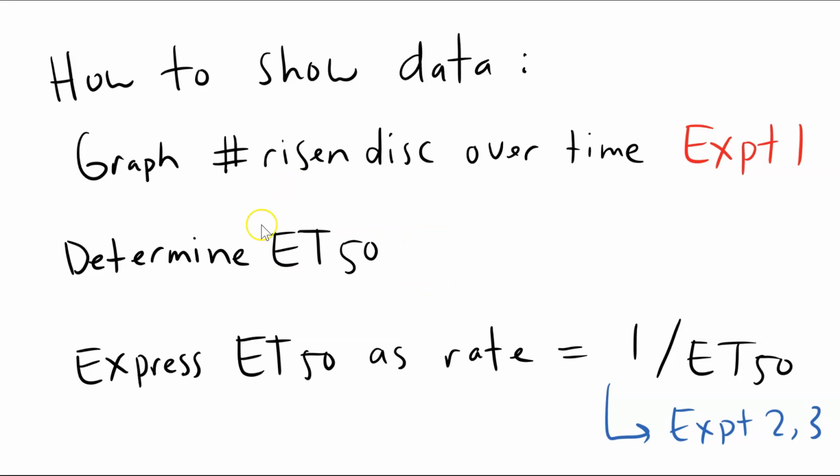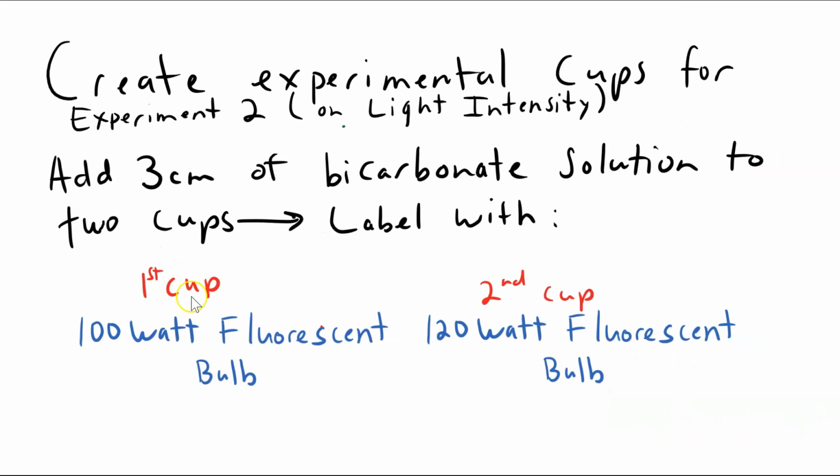Okay, so that ET50 is an important number for us. It's even better when expressed as a rate, so you can express the estimated time for 50% of the discs to rise as 1 over ET50, and that's what we'll do for experiment 2 and 3. I will go over this in a little more detail in class.